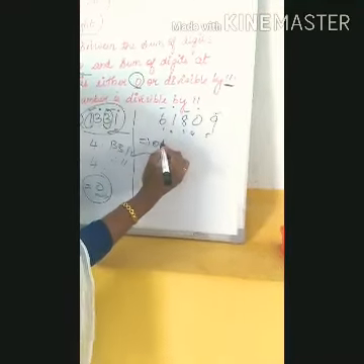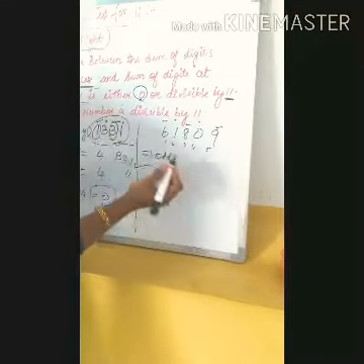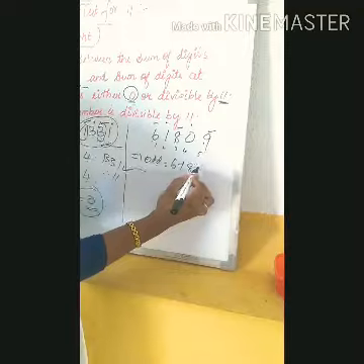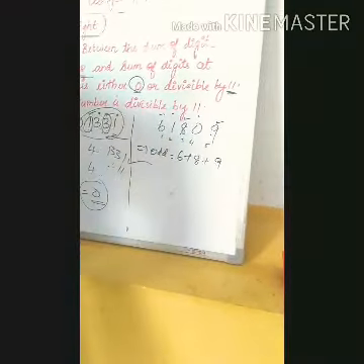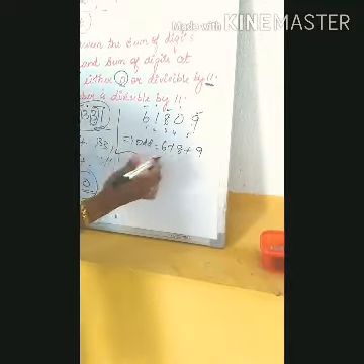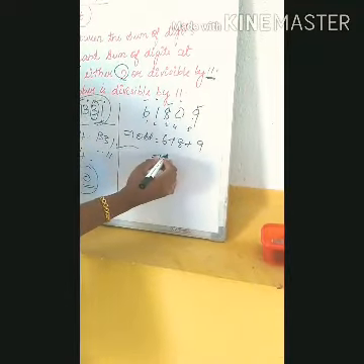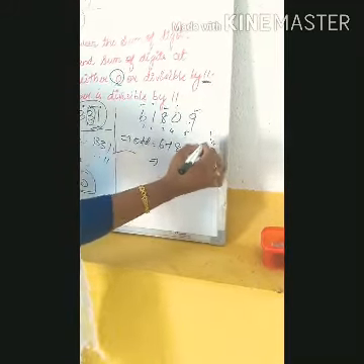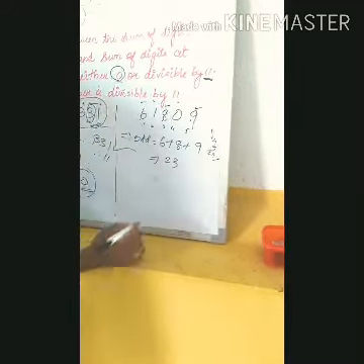So first check with odd places. The sum of digits at odd places: 6 plus 8 plus 9. What is 6 plus 8? 14. 14 plus 9 is 23.